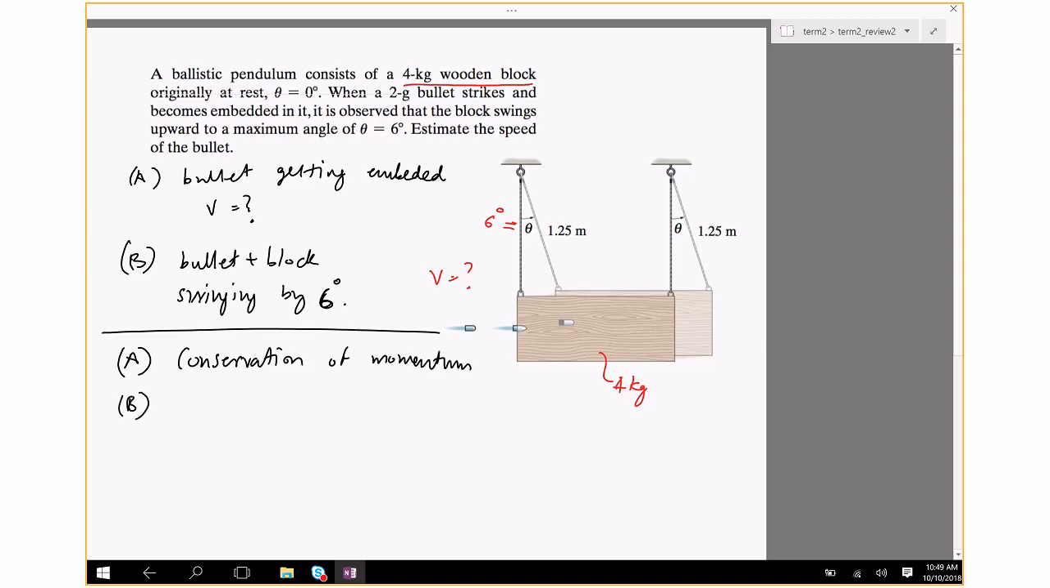Now the bullet gets embedded, and the system has a velocity, which is an unknown, and that velocity is going to cause the whole thing to move by 6 degrees. You know the velocity at 0 degrees, and you know that at 6 degrees it's going to come to rest, because it's like a pendulum. If you know the displacement and the velocity at another instant, then it belongs to number 2, in this case 2a, because there are only conservative forces. So you've got to use conservation of energy.